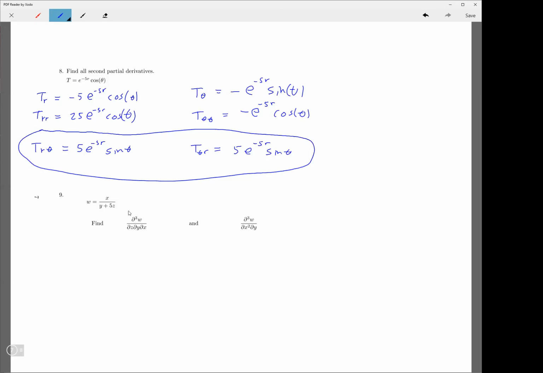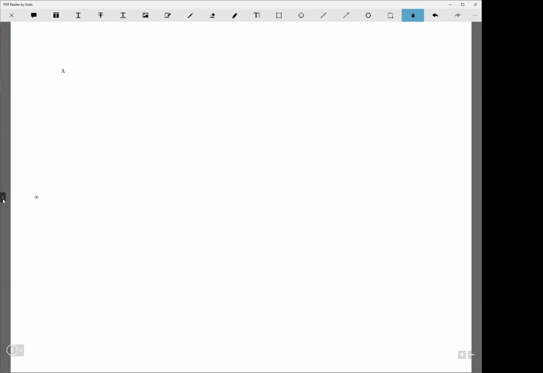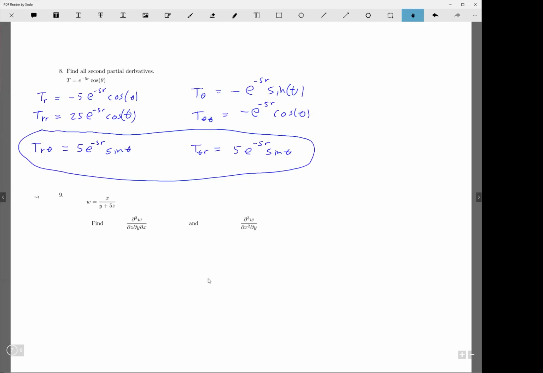Okay, so that brings us to number 9. We're technically out of time. We should probably stop about right here because we're out of time. It's 10:52, and we're supposed to end at 10:50. But this is the last question that we're going to go over for this section. We'll do this tomorrow.